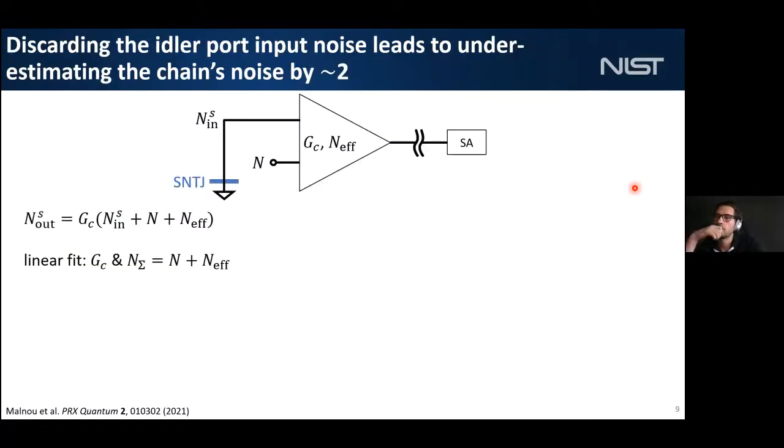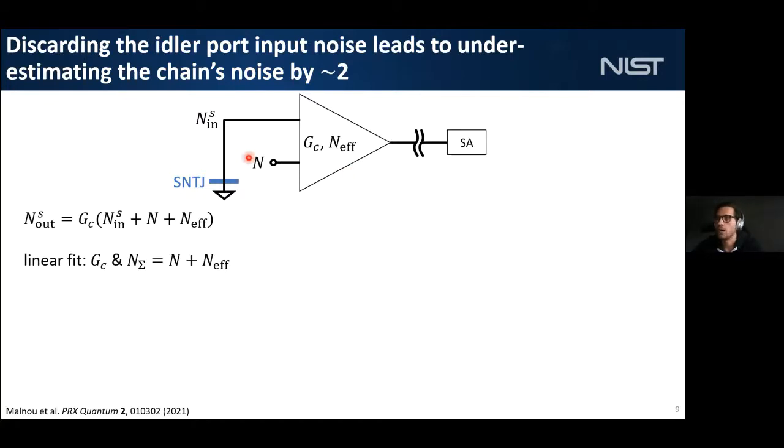So now what I'm going to try to convince you of on this slide is that the idler input port is super important, because the noise from the shot noise junction also enters this port, because the shot noise junction is wideband. And if you don't include this noise in your analysis, this is what happens. In essence, you have an amplification chain with gain G sub C and effective added noise N sub F. And this effective added noise represents any technical noise that you have. So if you do a perfect job, N sub F is equal to 0.